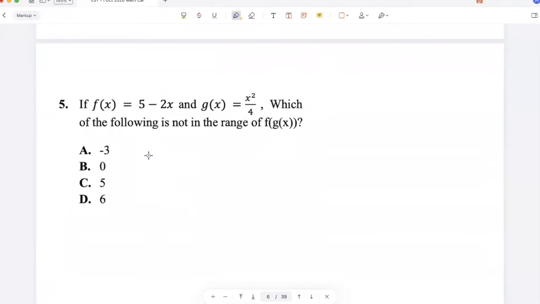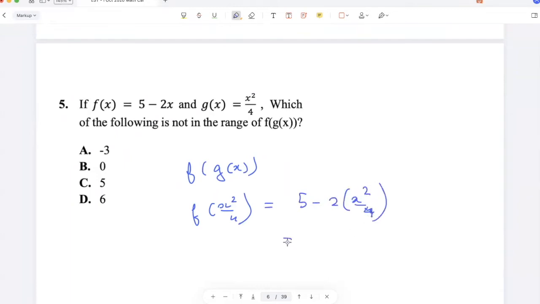If f of x is this and g of x is this, which of the following is not in the range of f of g of x? Okay, so that is f of x squared by 4. So that's 5 minus 2 times x squared by 4. So that's 5 minus x squared by 2.